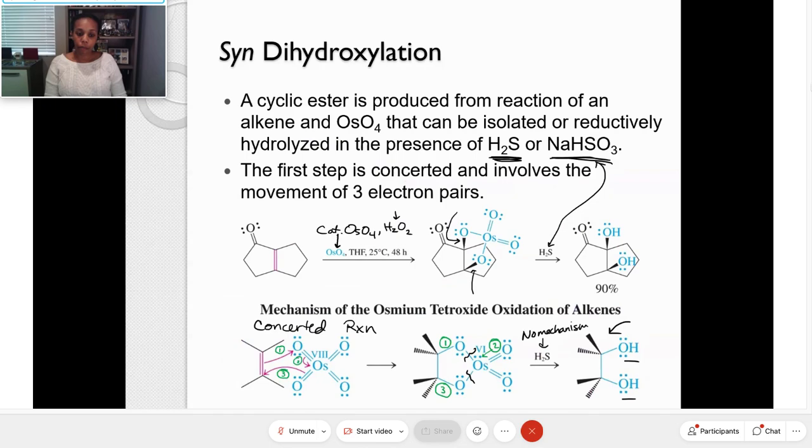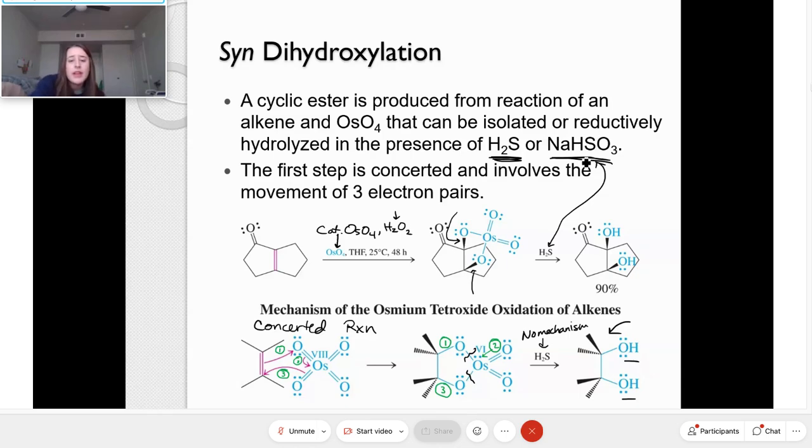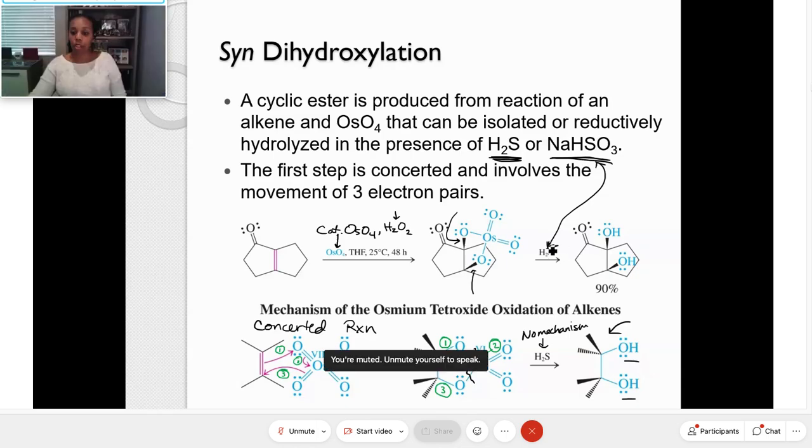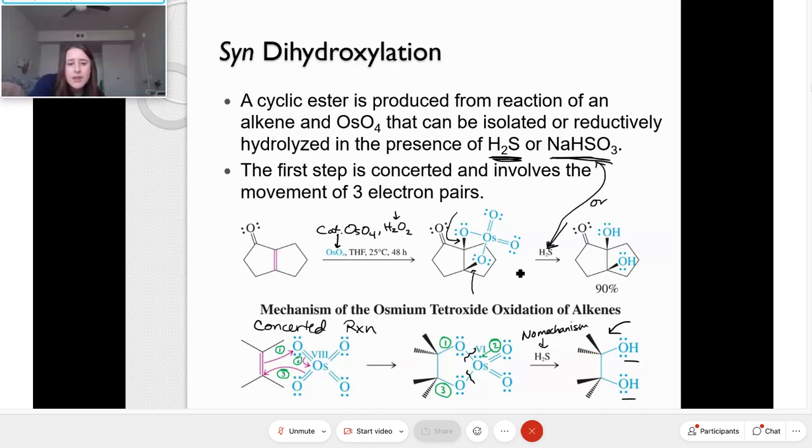Wait, so what does the reaction look like if you use sodium, the same? Okay. Because this is coming in step 2, so there's no difference there. It's just you can use either one of these. And so you said there's no mechanism for that. Is that correct, because it's a concerted reaction?